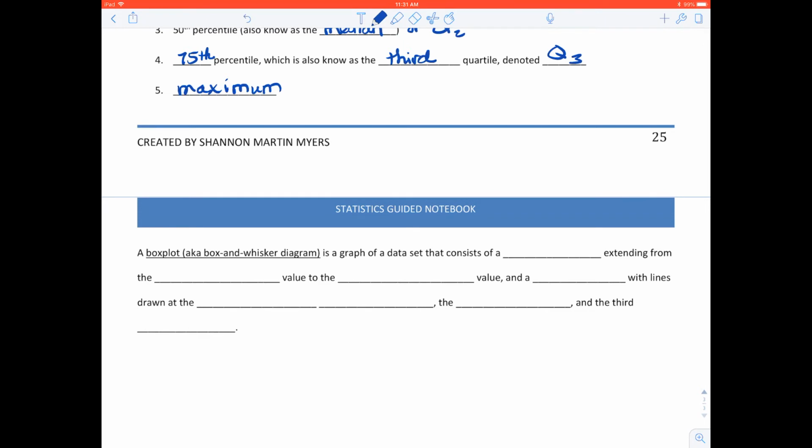So it's often called a box and whisker diagram, and it's a graph of a data set that consists of a line extending from the minimum value to the maximum value, so that's the whisker part, and a box which ends are drawn at the first quartile and the third quartile, and then they also draw one at the median. Cool, cool. All right, well, why don't we draw one out?